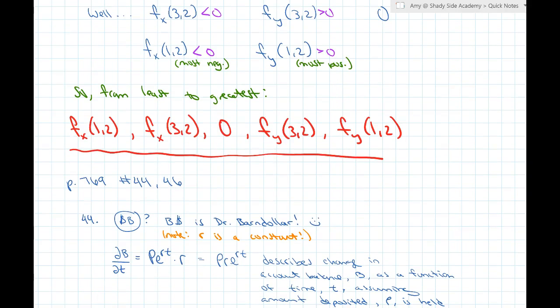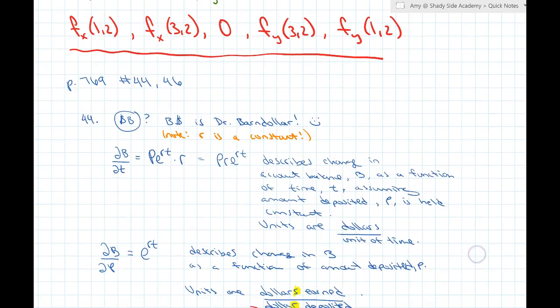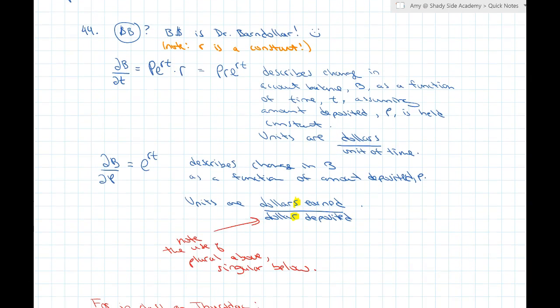Okay, and then we're at page 769, number 44 and 46. I have to say, I so laughed when I saw that in the textbook, because I know that Dr. Bonner-Dollar uses this as a signature, which is really funny. In the wording, it says that money in a bank account earns interest at a continuous rate R. Okay, so the implication is that R is a constant. So R is treated as a constant.